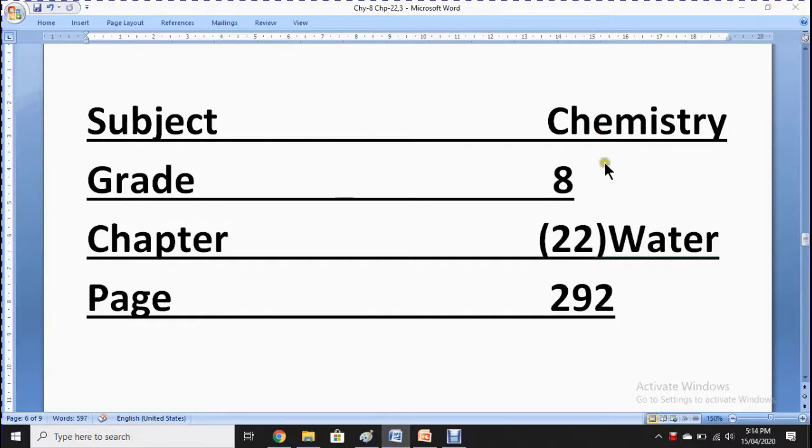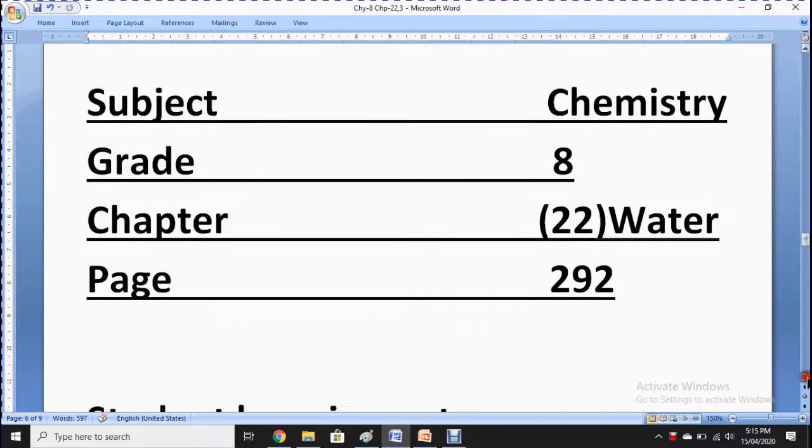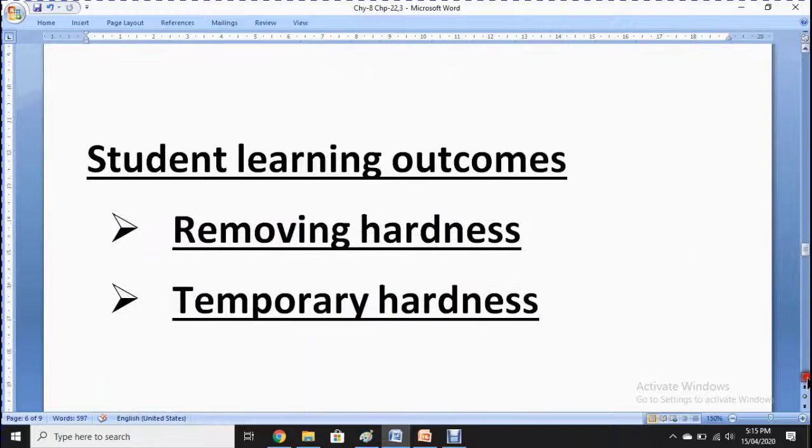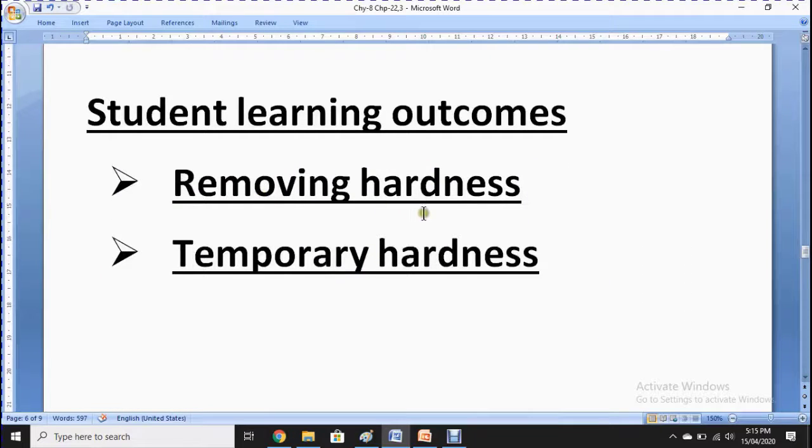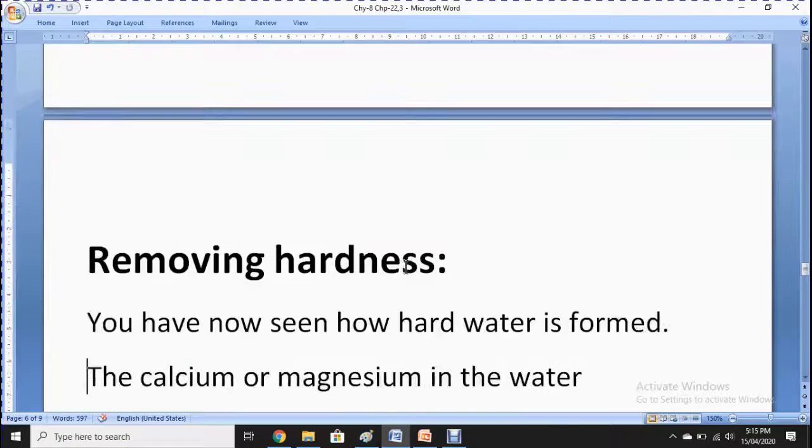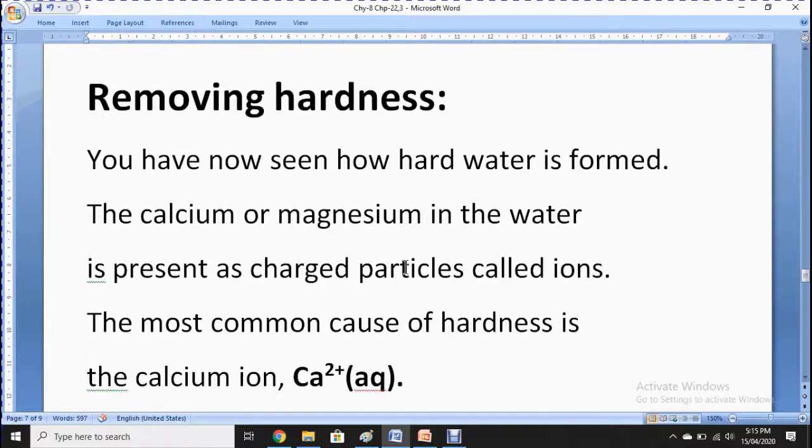Subject: Chemistry, Grade 8, Chapter number 22, Water, page number 292. The student learning outcome is removing hardness and temporary hardness. So let's see how we can remove the hardness from the water. Removing hardness: you have now seen how hard water is formed.